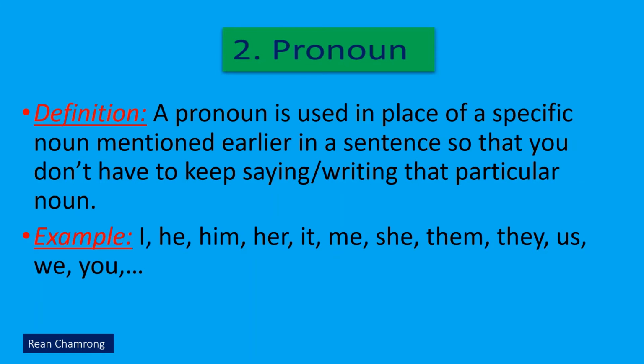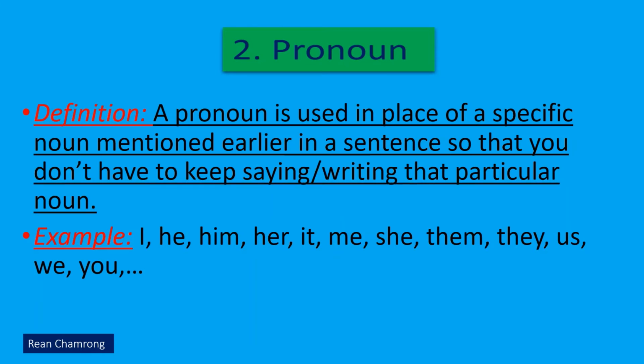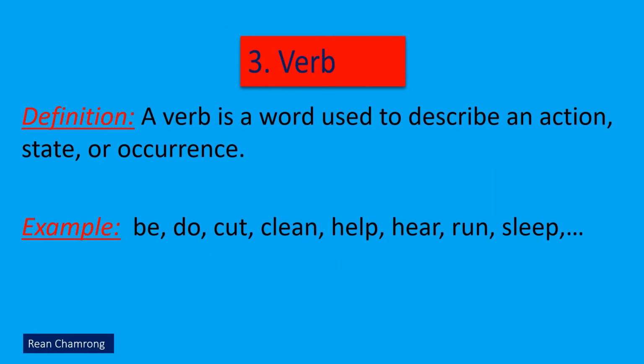Okay, now we move to number 3. Number 3, verb. What is a verb? The definition is: a verb is a word used to describe an action, state, or occurrence. A verb is a word used to describe an action, state, or occurrence. Examples: be, do, cut, clean, help, hear, run, sleep, and many more verbs.